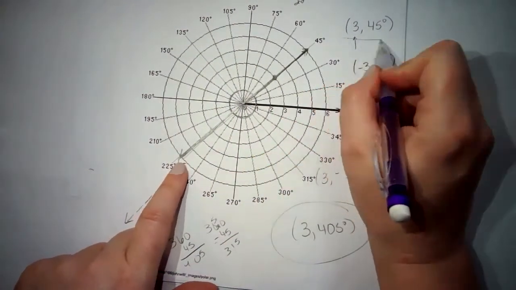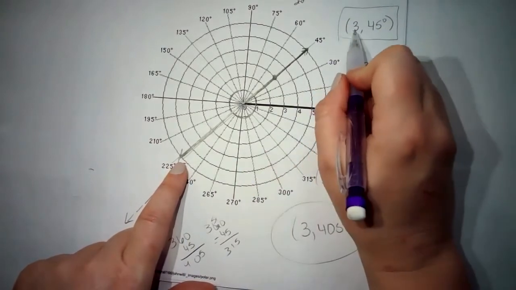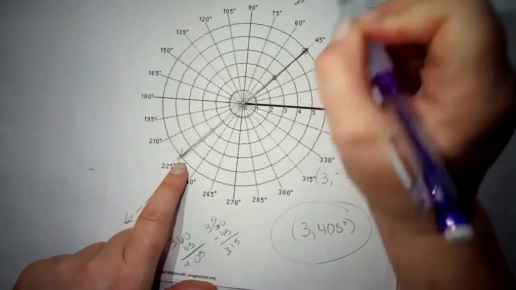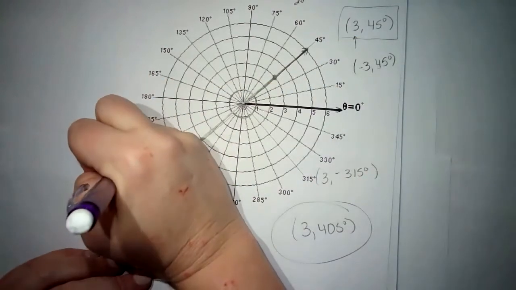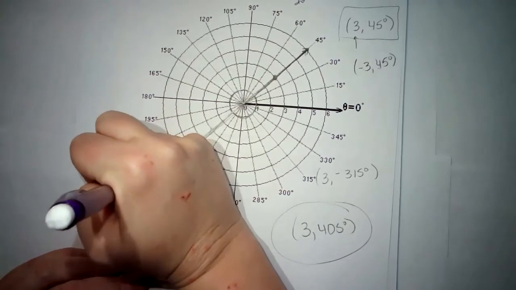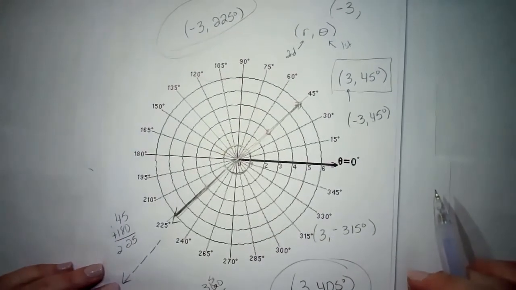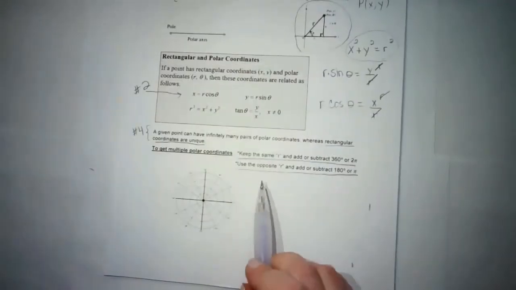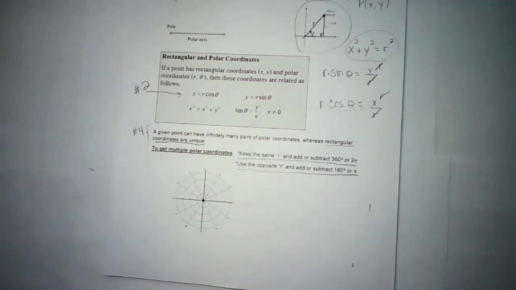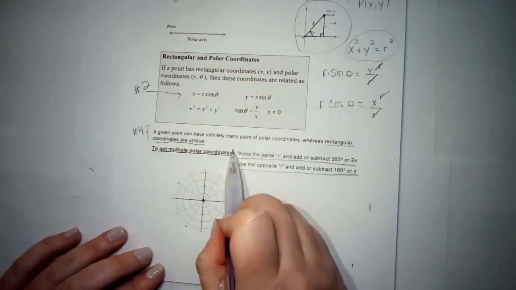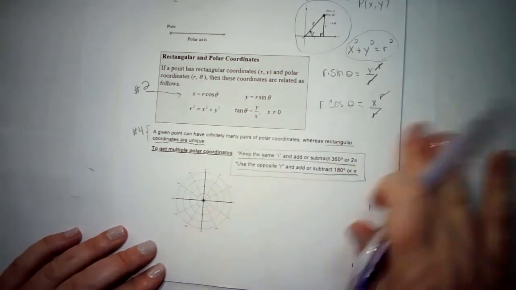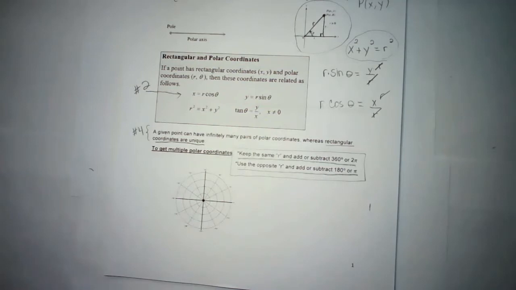So if my original point was this, and I wanted a negative r, the way that I get theta is I take 45 and I add 180. And oh, you can see, okay. And that gives me the 225. Or I subtract 180. So if you're going to do a negative r, you have to add or subtract 180, and that's going to give you the same situation. Okay, we're going to practice that in a minute. I just wanted to show you that. So here's how you find those multiple points, because they're going to ask you to give a multiple point for a coordinate. And here's your two choices to do.